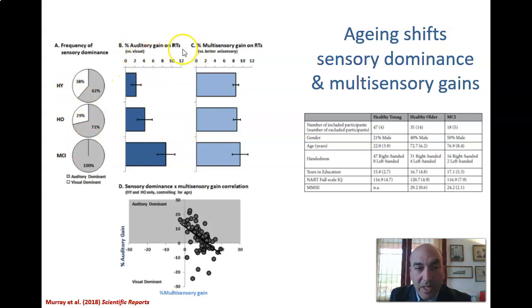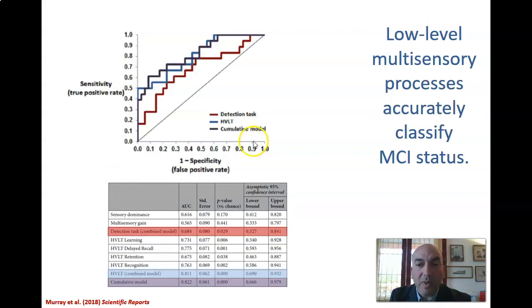These two measures, percent auditory gain and percent multisensory gain, seem to be negatively correlated across our healthy young and healthy older participants, even when controlling for age. More importantly, we were able to use this combined measure of sensory dominance and multisensory gain as a way to classify between healthy older and mild cognitive impaired participants, again as a complement to existing clinical tools to help pre-screen or at least identify potential at-risk individuals for mild cognitive impairment.